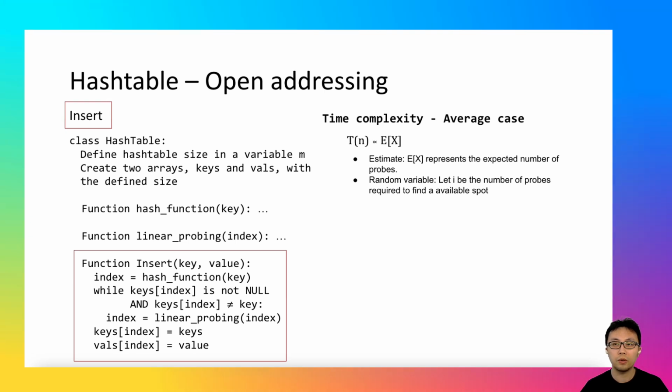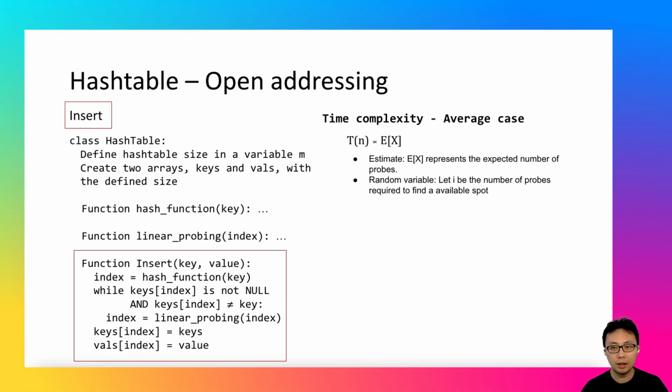We will pick the random variable as the number of probes required to find an available spot. In other words, to find an available spot, we need to check for I indexes. I is an arbitrary number that ranges from 1 to n. What about its probability? For each probing, the chance of encountering another existing element in the hash table is the same as the load factor, alpha.